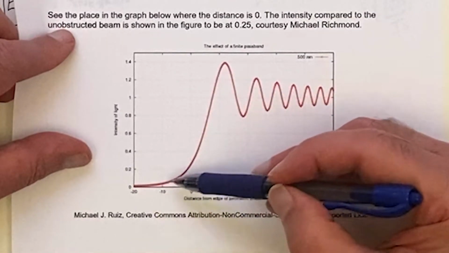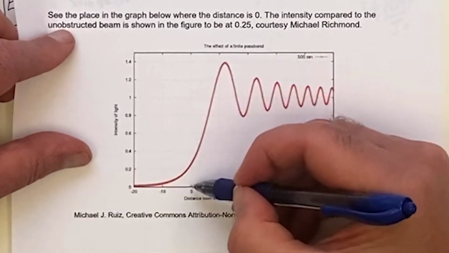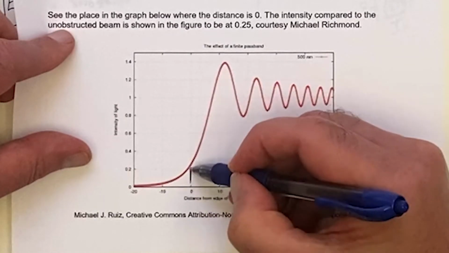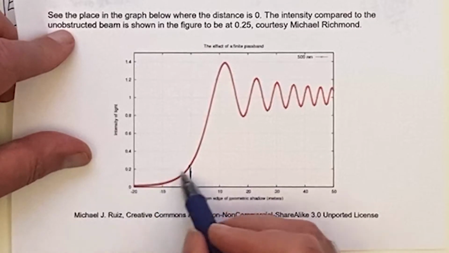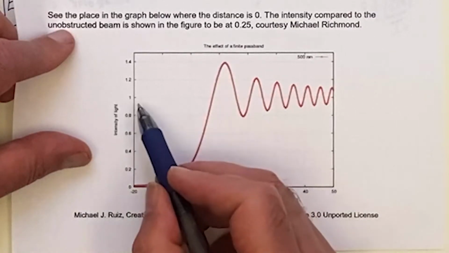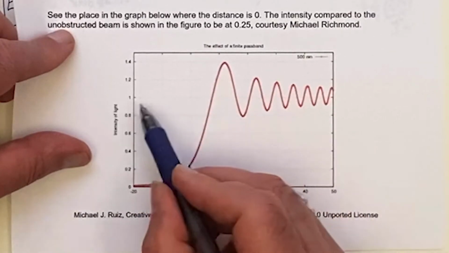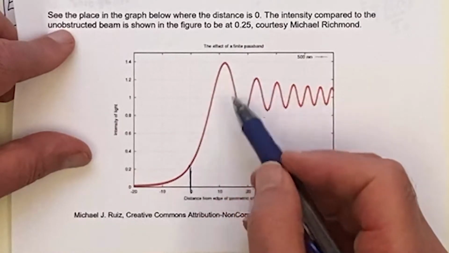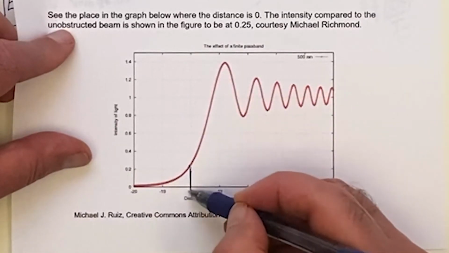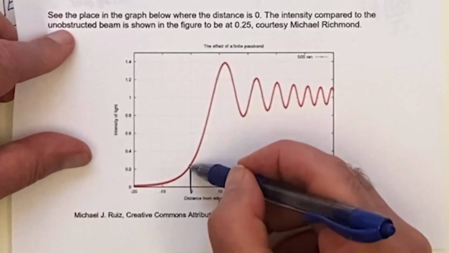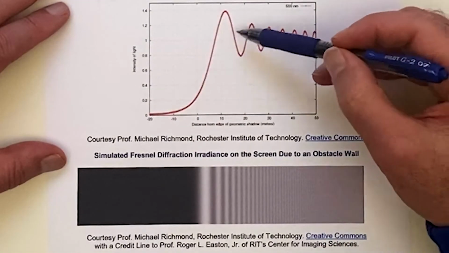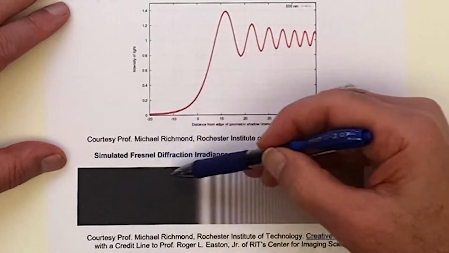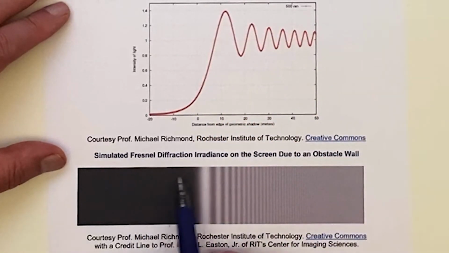of the Fresnel diffraction, and at 0 here, if you come up here, this is a little bit above 0.2. There's 0.4. This is 1, the unobstructed beam, and it's going to overshoot that. We'll get to that in a second. But I just want to show you that we got here the 0.25. We got that result.